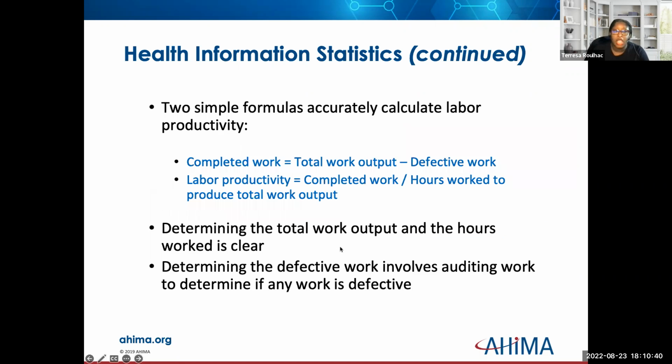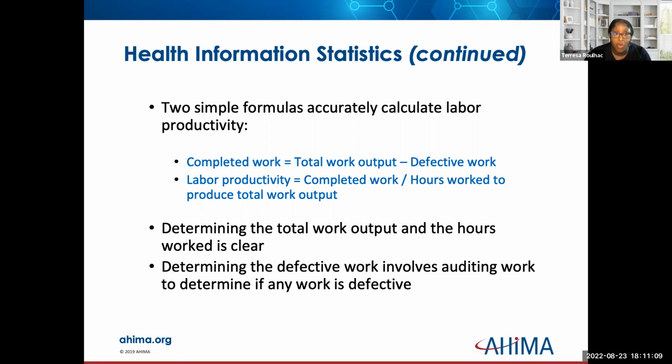Now, there's two simple formulas that we look at when we are calculating labor. You have completed work, total work output minus defective work. And then you have, of course, your labor productivity, where you have your compensated work divided by hours worked to produce total work output. So you're determining the total work output and the hours worked is clear.